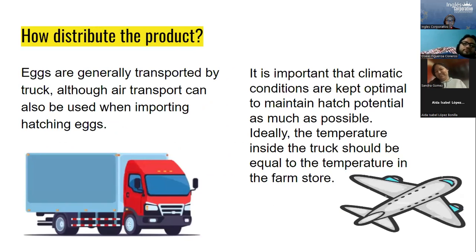Okay, I'm going to explain how the product, in this case the eggs, is distributed. As Sandra has mentioned, this kind of factory uses different transportation, but usually trucks in most cases, and in some cases they use airplanes. But in this part the weather is important, because the climate conditions may not stay optimal to maintain the correct temperature for the eggs, in order to deliver a good product to the customer.